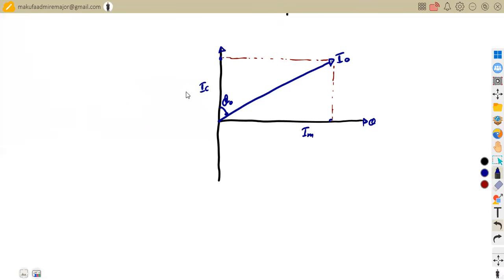All right, so like I said, this is our core loss component, which is the core loss current. This is our magnetizing current in this case, which is the magnetizing component. It gives us the magnetizing current from this way.